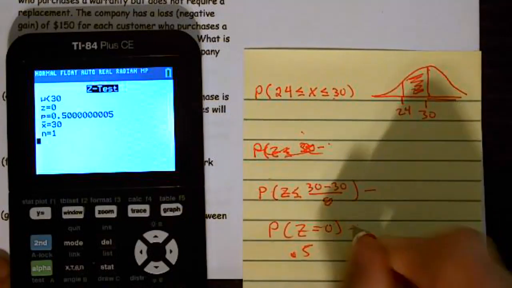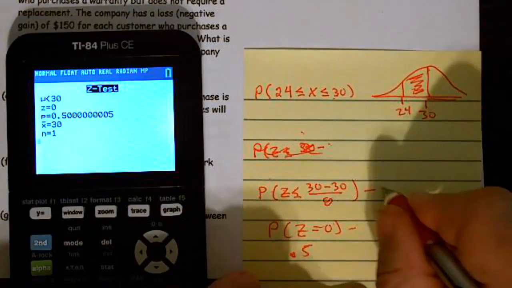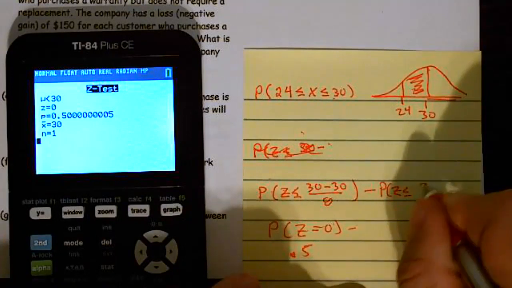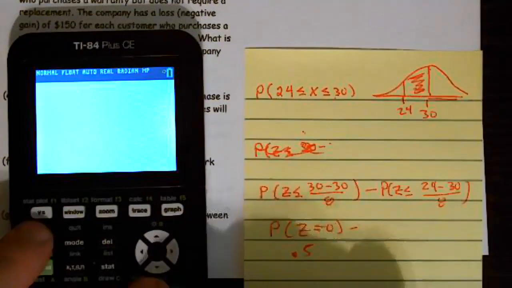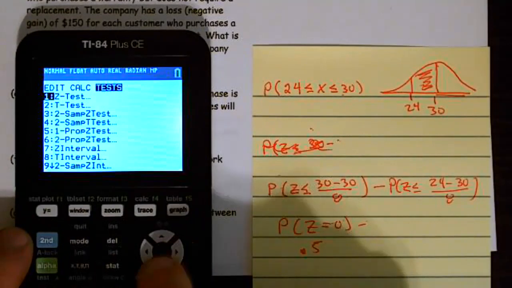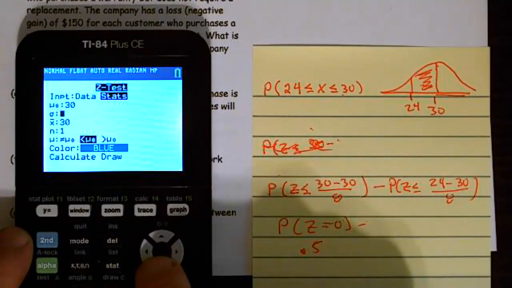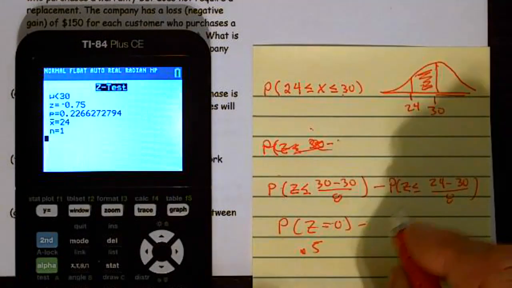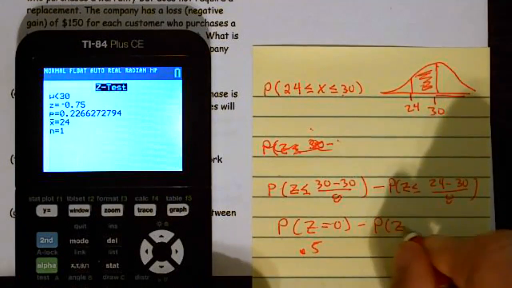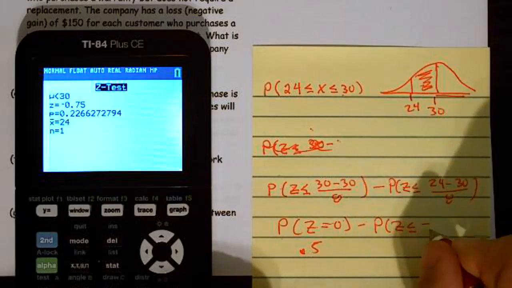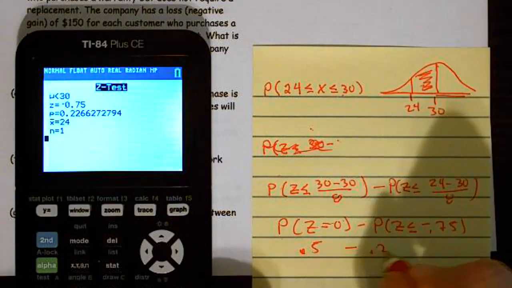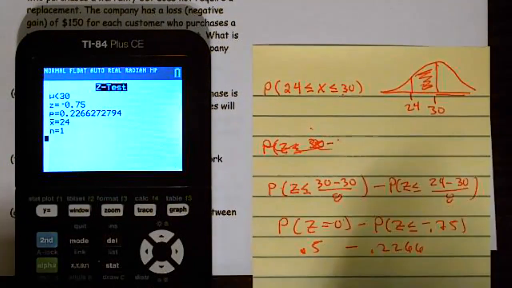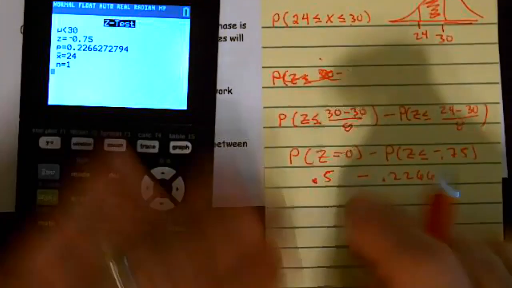Now we have to do the other half, which is the probability that z is less than or equal to 24 minus 30 over 8, which we've already done a couple of times. So we go stat test, z-test. The only reason I go to stat test, z-test is because I really like getting my z-score calculated. Minus the probability that z is less than or equal to negative 0.75, which we found before was 0.2266.